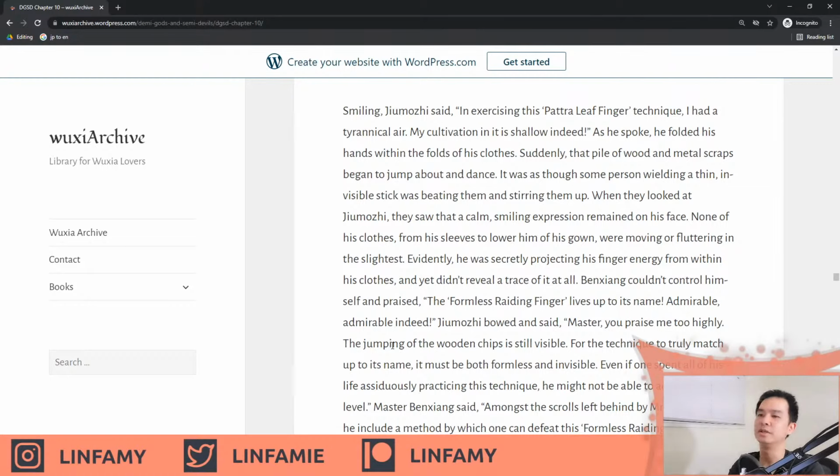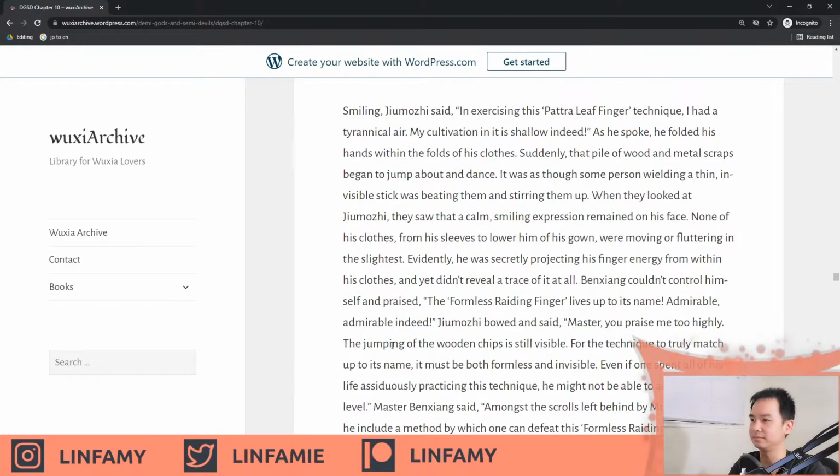As he spoke, he folded his hands within the folds of his clothes. Suddenly, that pile of wood and metal scraps began to jump about and dance. It was as though some person wielding a thin, invisible stick was beating them and stirring them up. When they looked at Jiamozu, they saw that a calm, smiling expression remained on his face. None of his clothes from his sleeves to lower him of his gown.